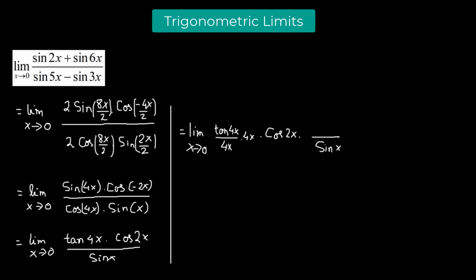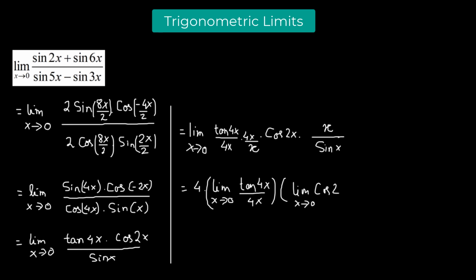In order to be able to apply the definition of limit, we are going to multiply by x and then divide by x. So now 4x over x is going to give us 4. Now we're going to apply the limit to each of the functions. We have the limit x going to 0 of tangent of 4x over 4x. This will be one of the limits. The second limit will be the limit x tending to 0 of cosine of 2x, times the limit x tending to 0 of x over sine x.